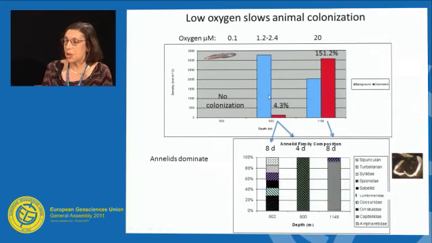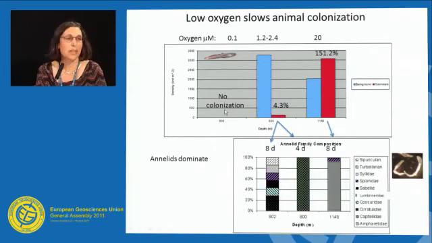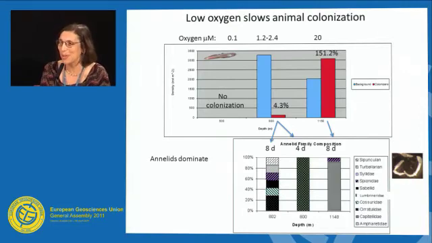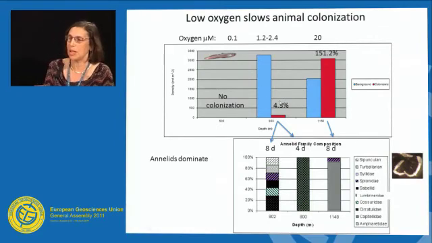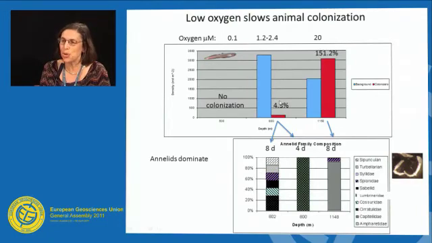So what we found is no colonization at 500 meters, and this was not really surprising because the background community had no macrofaunal animals at 500 meters. At 800 meters, with oxygen just 10 times higher but still extremely low, we had only a few animals colonizing, and in fact these represent 4.3% of the background densities.